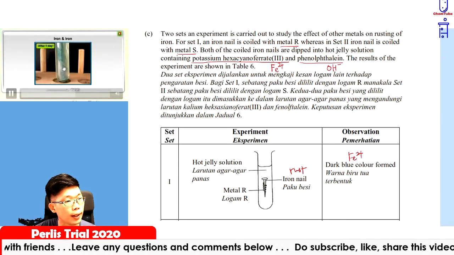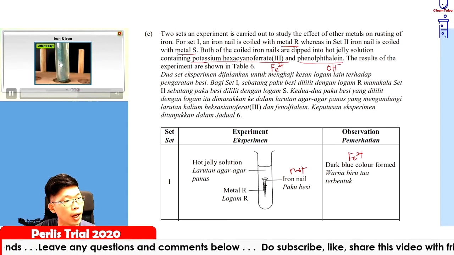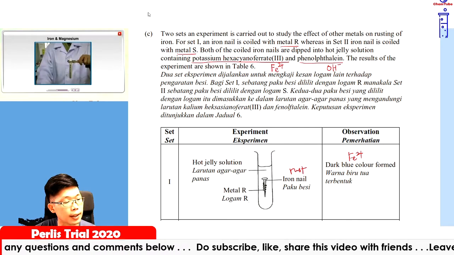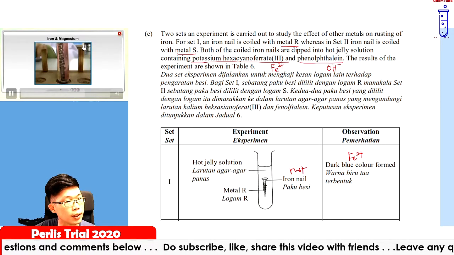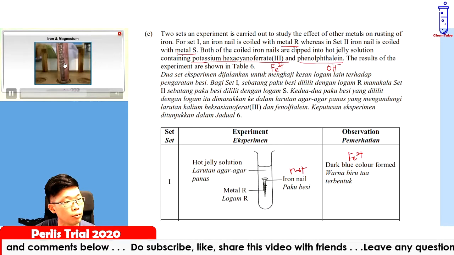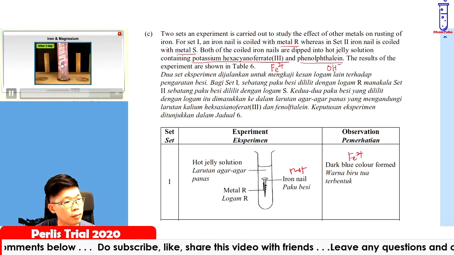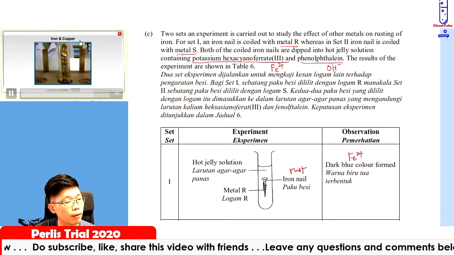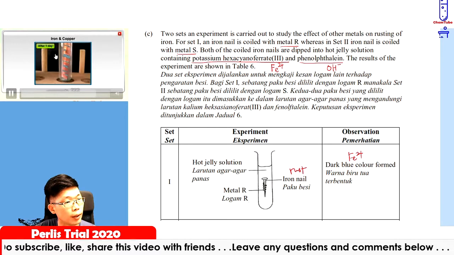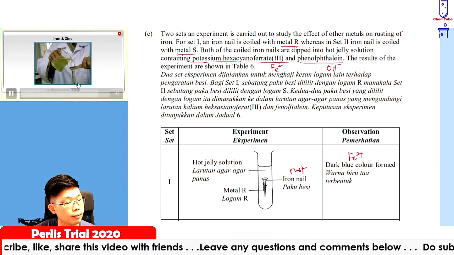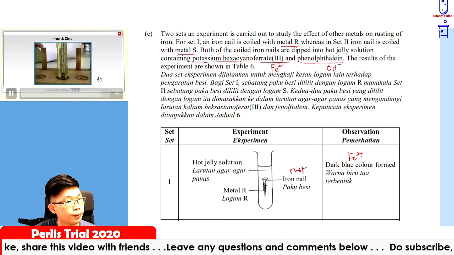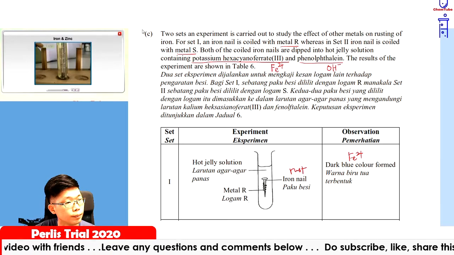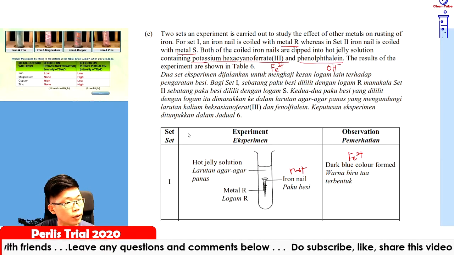So after 1 day, you can see a little bit of blue color form, meaning the iron nail rusts a little bit. This one is iron with magnesium, so there is no blue color formed, it just forms a pink color, so no rusting. So iron with copper, after 1 day, yes, you will see the blue color form. Then iron with zinc, so no blue color also.